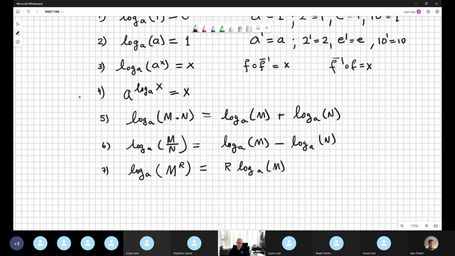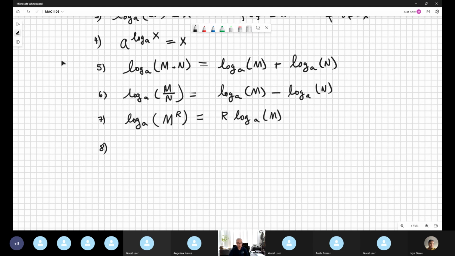Okay, now we have another one, the last property. In my opinion, it's the most important. It's important and receives a specific name, which is the change of base formula.